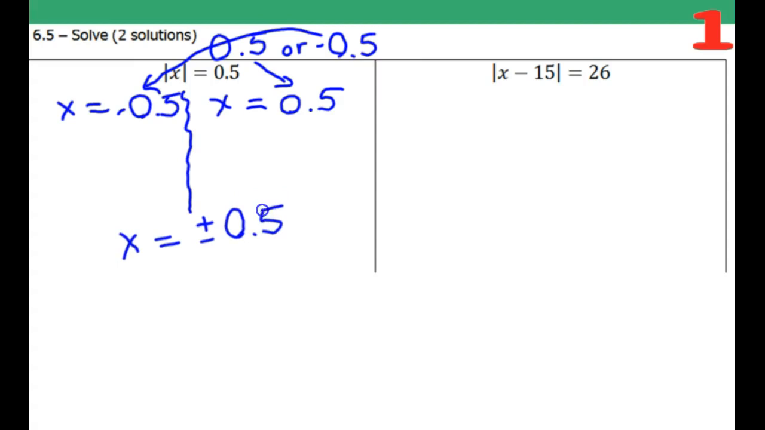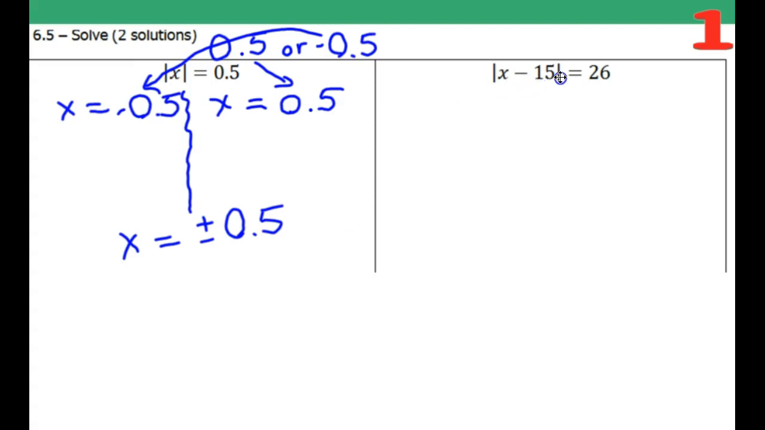Now you can only do this if we have the same numbers, so 0.5 and 0.5, one is negative, one is positive. We cannot do it if these numbers are different. If you just leave it like this, that's fine. If you leave it like this, that's fine as well.